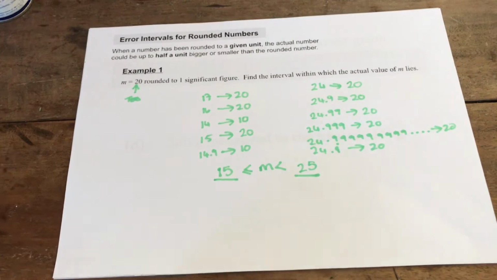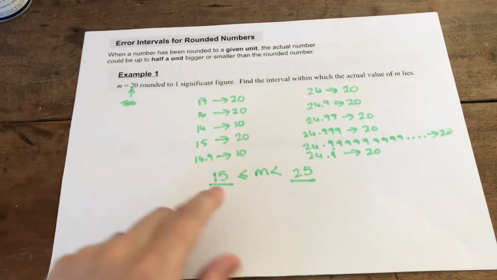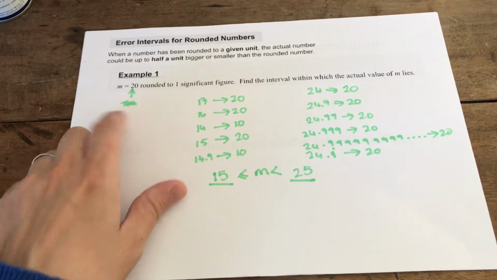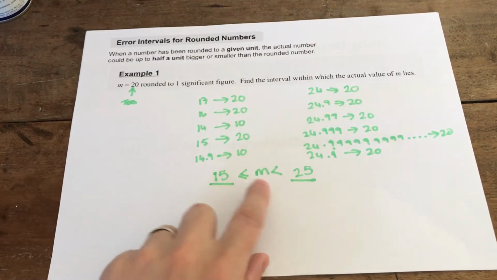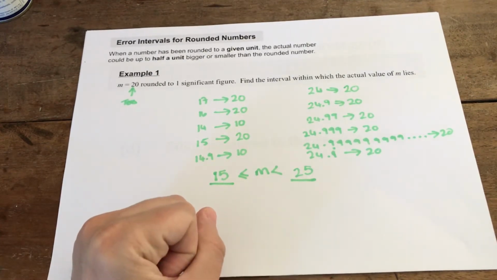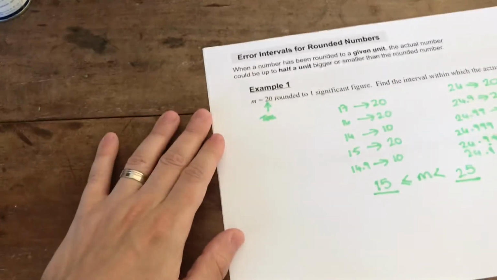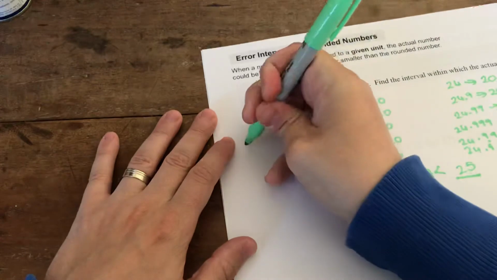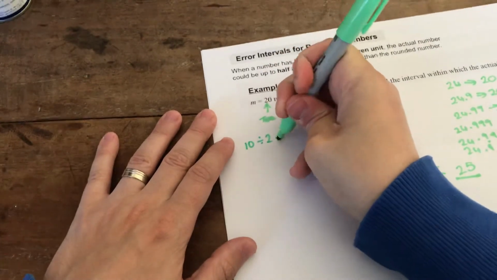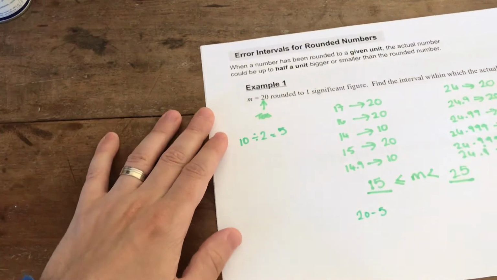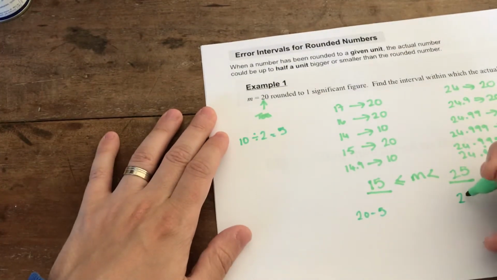Now, you should notice a pattern here. We were originally looking for numbers that round to give 20 to the nearest 10. And that is 5 away from our value of 20, and that is 5 away from our value of 20. So there is a bit of a trick here. What we could have done is said that that is rounded to the nearest 10. If we half that, it gives us 5. And all we have to do for this value here is do 20 take away 5 and 20 add 5.